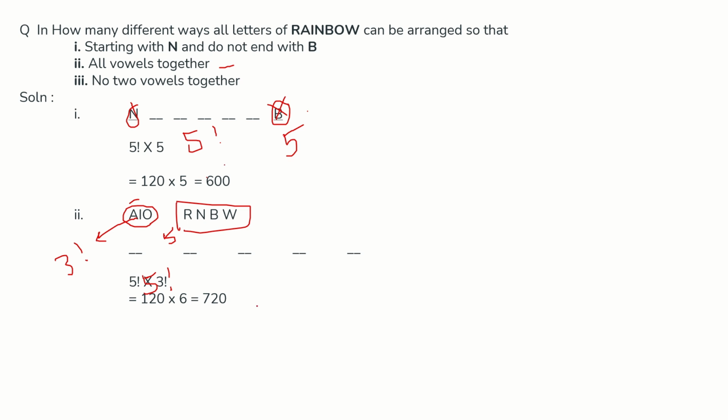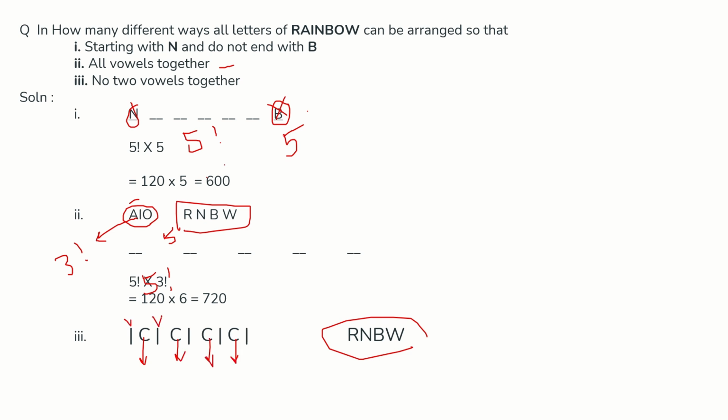Let's see the third question. No two vowels should be together. That means after every vowel, a consonant should come. So we have total four consonants. For four consonants, we have five different places. We can write a vowel here, here, here. So we have five different places to write the vowels. We have total three vowels and five different places to write them because every vowel should be separated by a consonant. So the vowels can be placed in 5P3 ways.